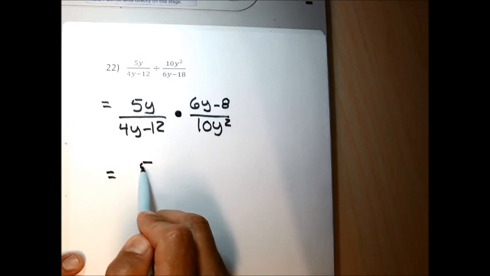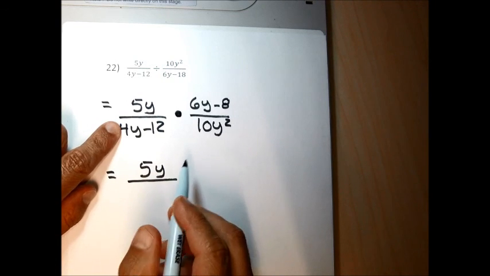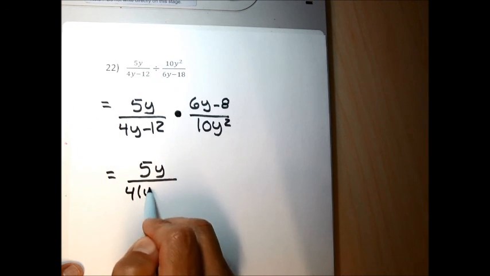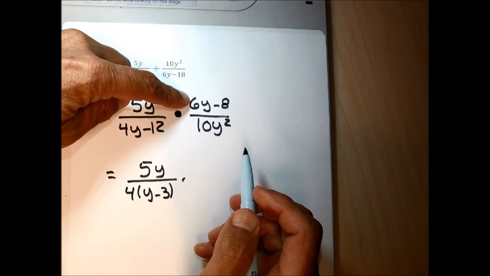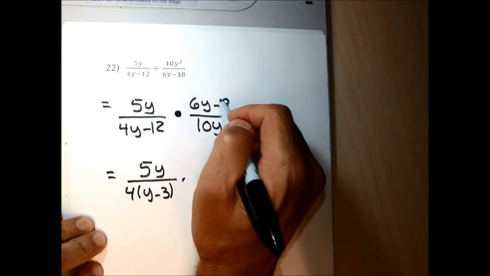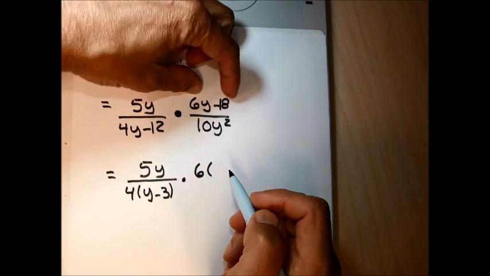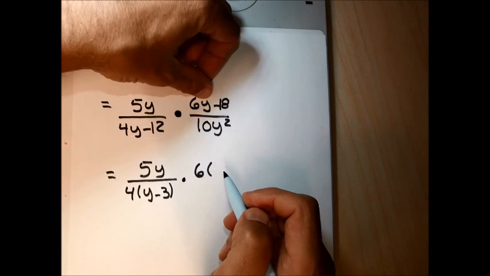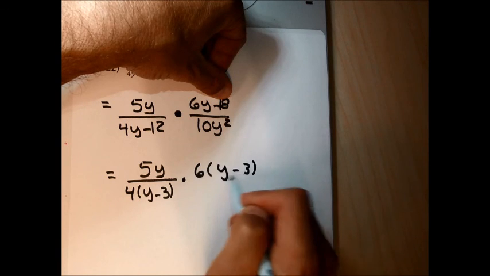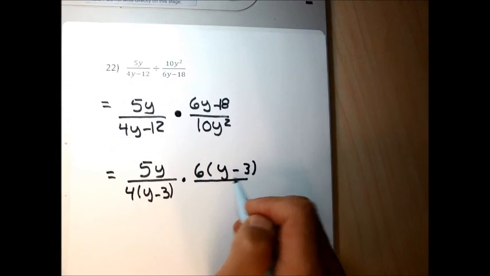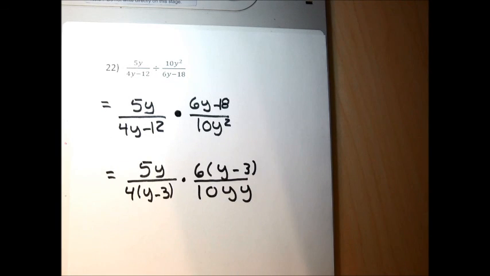There's not much factoring that can happen here. The 5y doesn't have any factoring that can be done. The 4y minus 12 only has a common factor of a 4. The 6y minus 18 has a common factor of a 6. And now when you divide each of these by 6, 6 divided by 6 leaves me just with a y. 18 divided by 6 leaves me with a 3. This denominator doesn't factor, but it might help if I wrote the y squared as y times y.